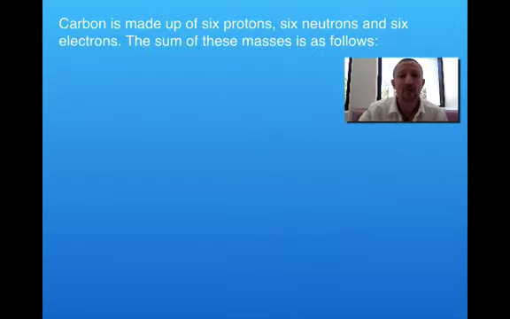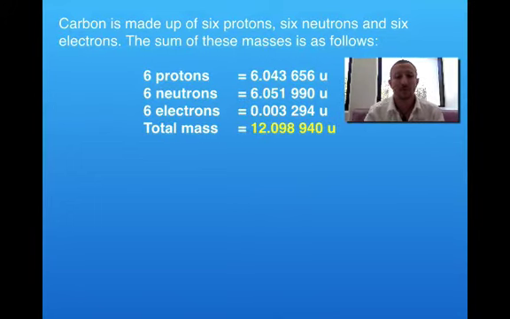So all I've done is multiplied that by 6 to give me the protons, multiplied the mass of neutrons by that value to give me my value in neutrons, and multiplied the mass of electrons by 6 in order to give me the mass of electrons. I hope that makes sense.